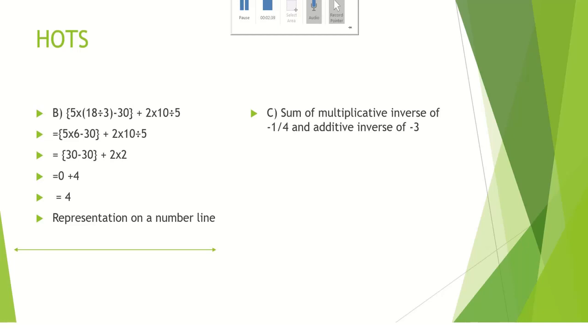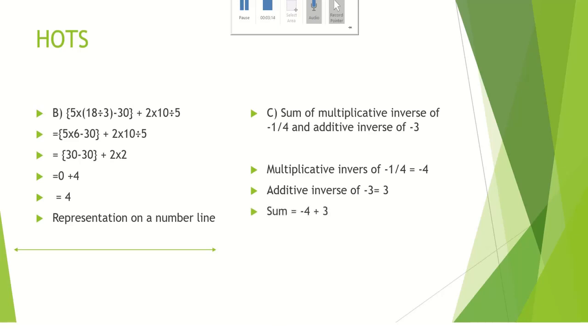The third question is given like this. Sum of the multiplicative inverse of minus 1 by 4 and the additive inverse of minus 3. You know what a multiplicative inverse is, right? The multiplicative inverse of any number is the reciprocal of the number. So if it is given minus 1 by 4 here, the answer is minus 4, since the reciprocal of 1 by 4 is nothing but 4. And the additive inverse of minus 3: the additive inverse of any number is the negative of that number, so minus of minus 3 equals positive 3.